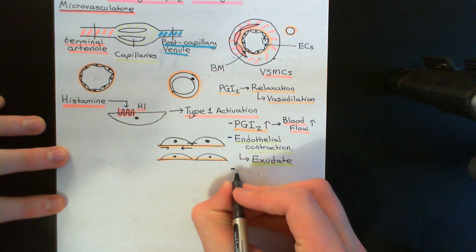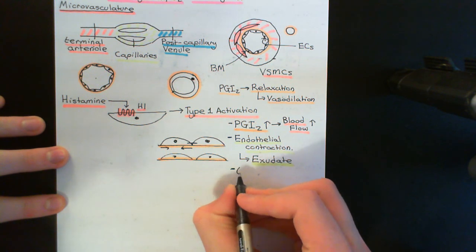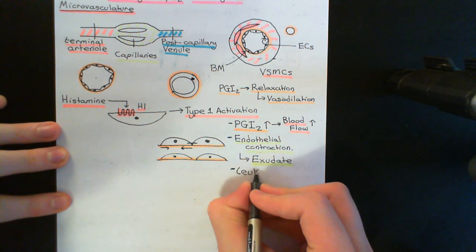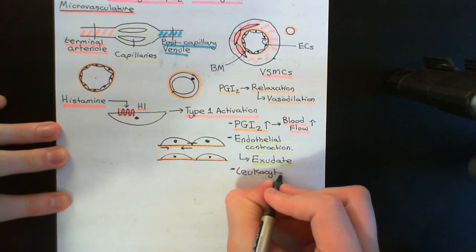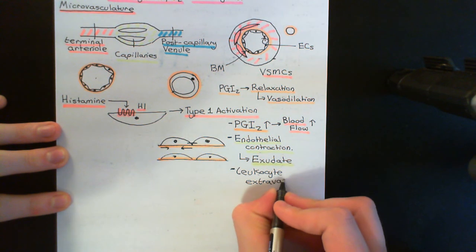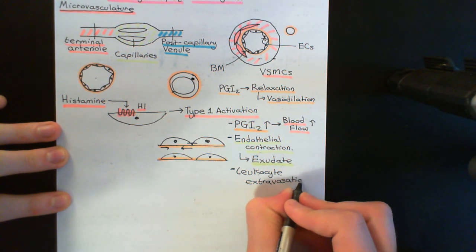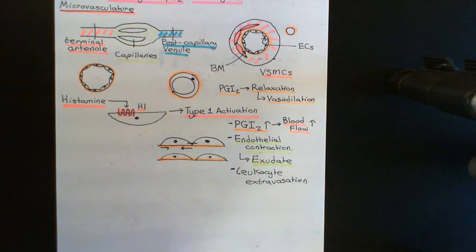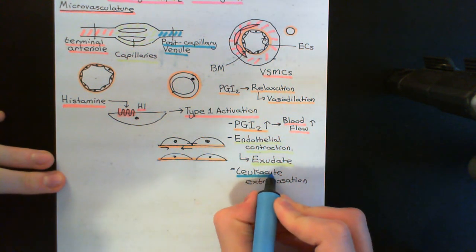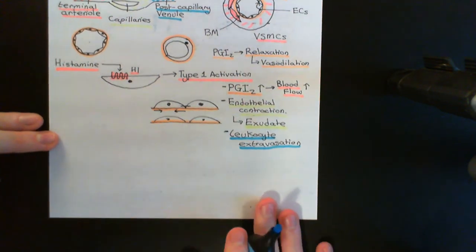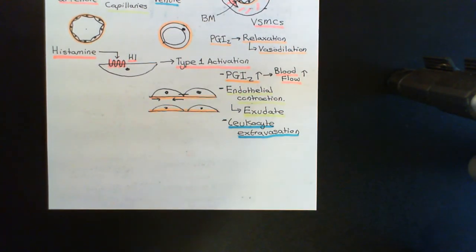And so the final thing to mention about type 1 activation is that you're also going to get leukocyte extravasation. So leukocyte is the fancy word for white blood cell, and extravasation means moving them from the bloodstream into the extracellular fluid, so taking them beyond the bloodstream, extravasating them. So leukocyte extravasation is the other thing that the endothelial cells that have undergone type 1 activation are now going to participate in, the other major change to their behaviour.